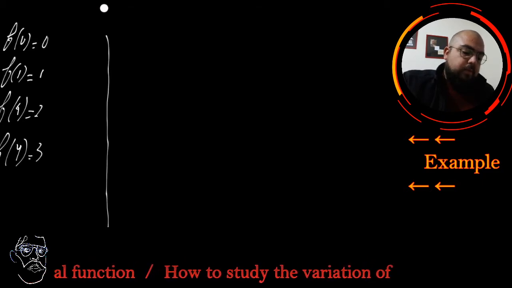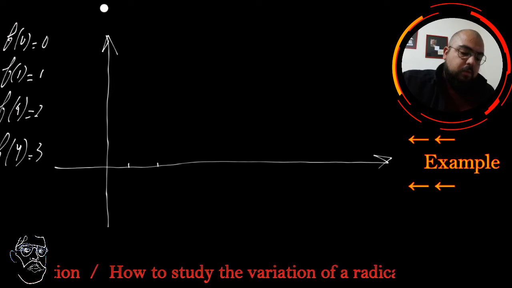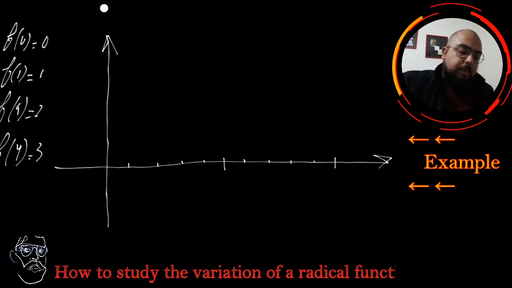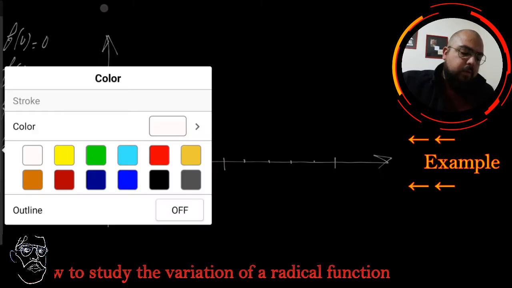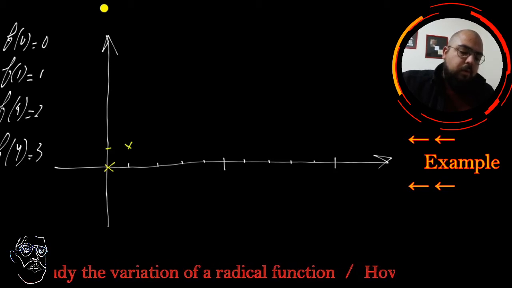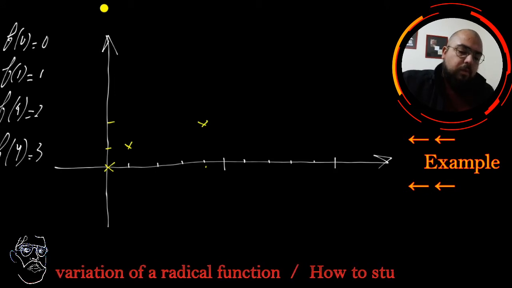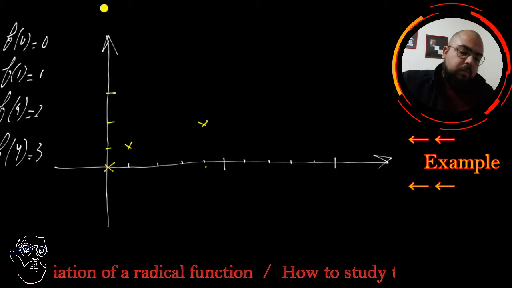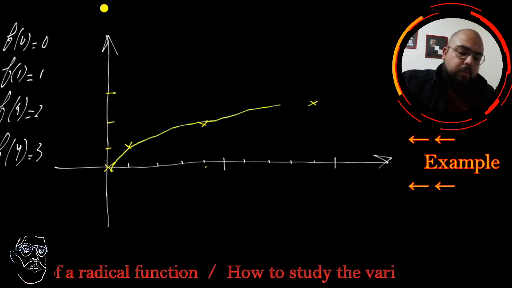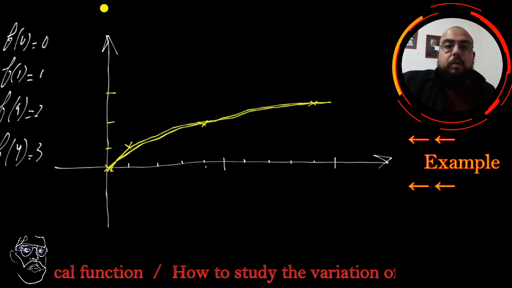So let's draw the curve. For 0 we have 0. For 1 it's 1. For 4 it's 2. And for 9 it's 3. So your curve will have this shape. This is the shape of the curve that you will be having. So this is how you represent square root of x.